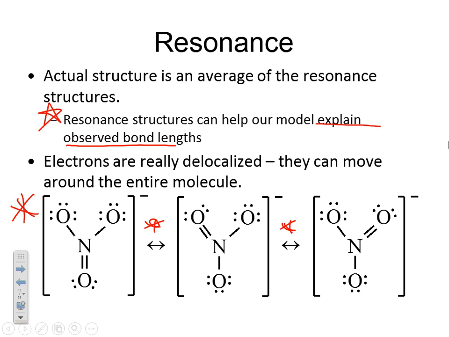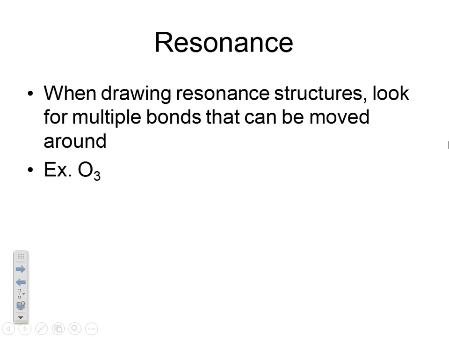So with resonance structures, when we have more than one possible Lewis structure, it means that the electrons in the molecule are delocalized, that they can essentially move around. Again, when you take a population of molecules, the electrons that are in that double bond are found in different locations. So when you're drawing resonance structures, you really want to look for multiple bonds that can be moved around to different locations. So for example, ozone. If we're drawing the Lewis structure of ozone, count your valence electrons, right?